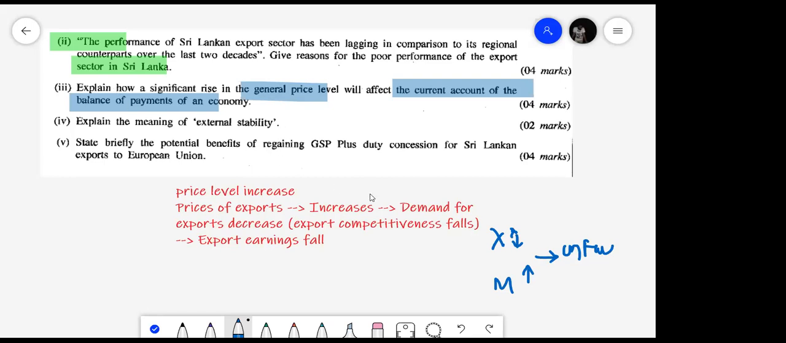Okay, we'll go one step ahead, and can you tell me what happens to the exchange rate because of this? Yes, trade deficit worsens. What happens to your exchange rate now? You're exporting less, you're importing more.